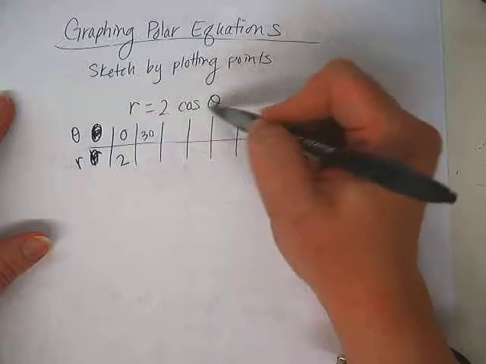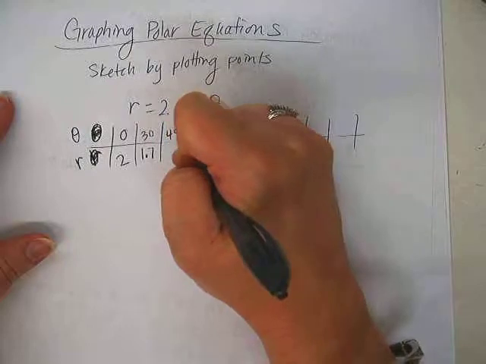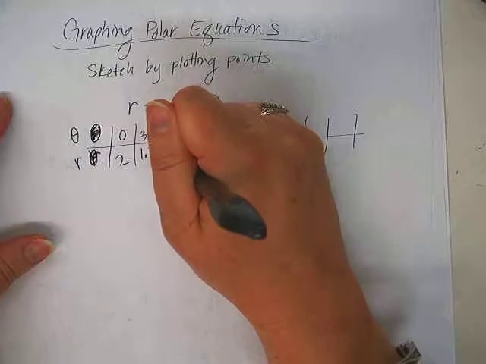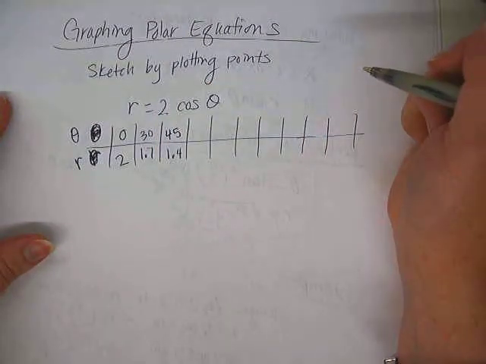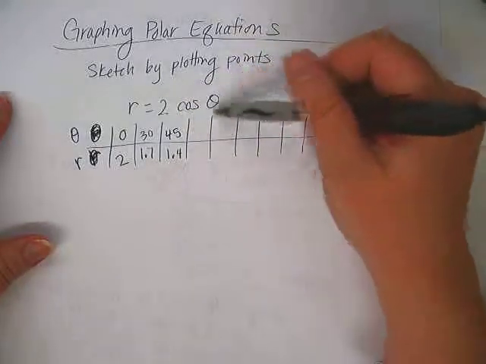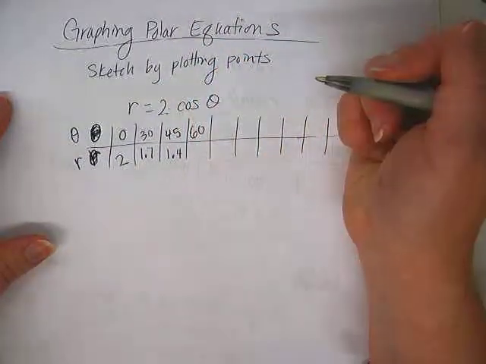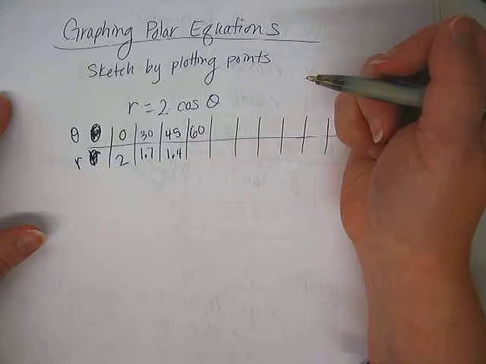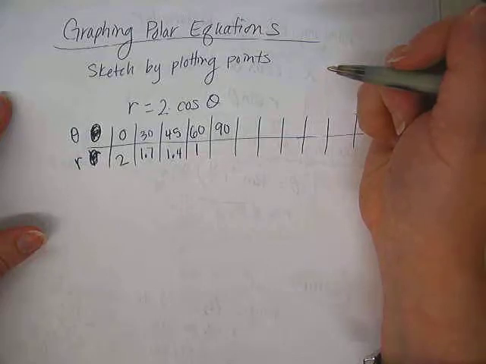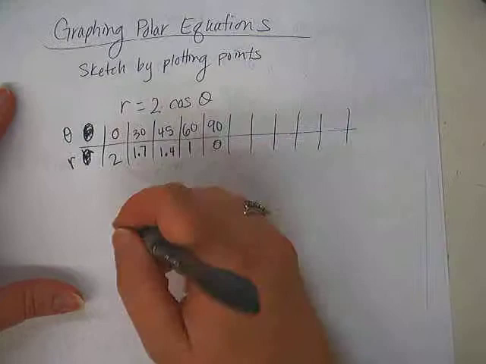Okay, so we're plugging in an angle of 30. We get 0.86 and we multiply that by 2. 1.7. Okay, then 45 degrees is like 0.71. Multiply that by 2. Like 1.4, right? Do you see where I'm getting these numbers from your calculator? I'm getting the answer for the cosine of the angle and then multiplying it by 2. Okay, 60 would be 1/2 times 2 is 1. Okay, how about 90? Cosine of 90 is 0, and 0 times 2 is 0.